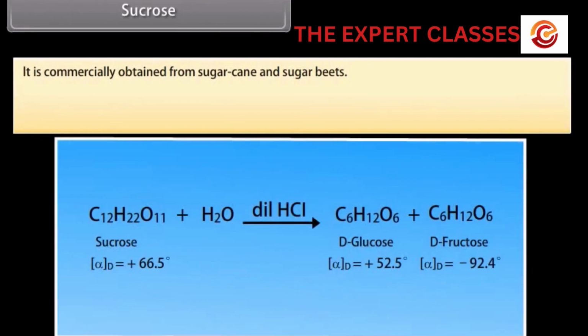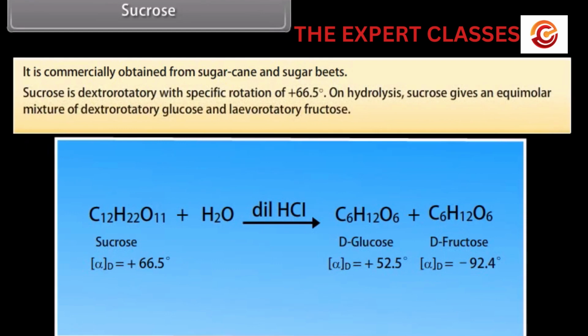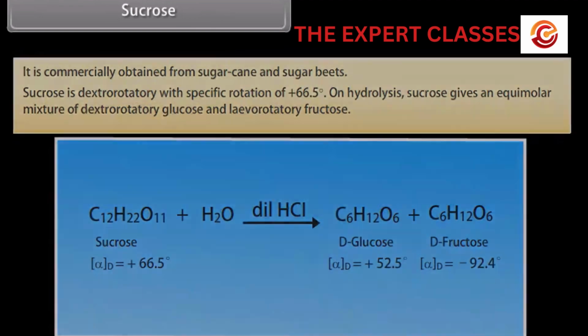When sucrose is hydrolyzed by dilute acids or the enzyme invertase, it gives an equimolar mixture of D-glucose and D-fructose. Sucrose is dextrorotatory with a specific rotation of +66.5 degrees. On hydrolysis, sucrose gives an equimolar mixture of dextrorotatory glucose and levorotatory fructose.